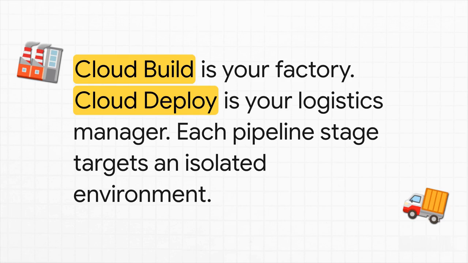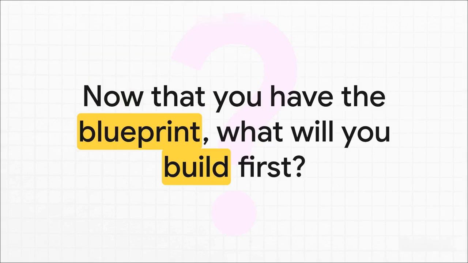That's the whole model. So there you have it. We've laid out the blueprint for shipping code faster and safer on Google Cloud. The pattern is clear, the tools are ready to go. By separating your factory from your logistics, you can finally solve that old tension between speed and stability. So really, the only question left is, what are you going to build first?